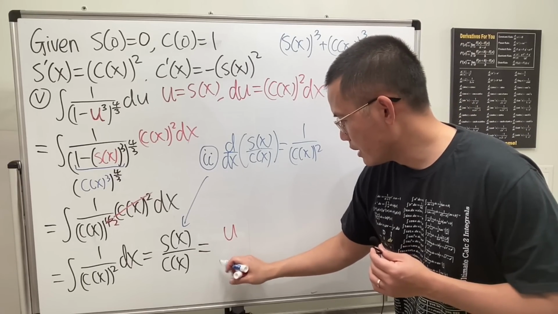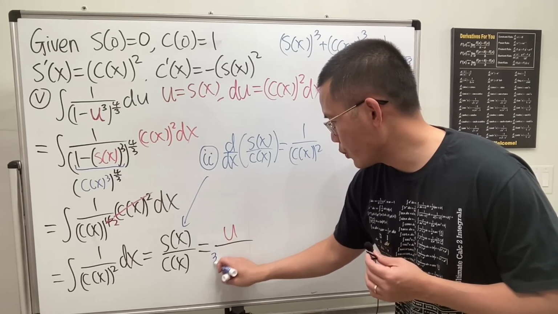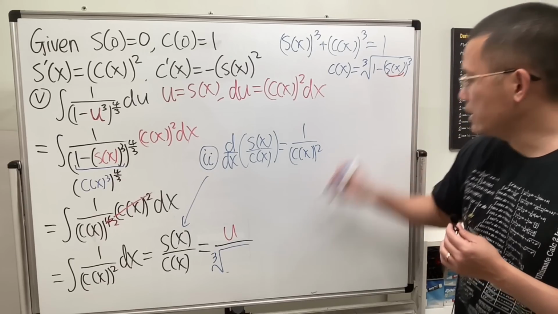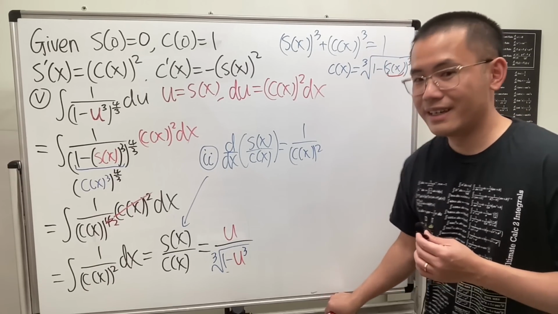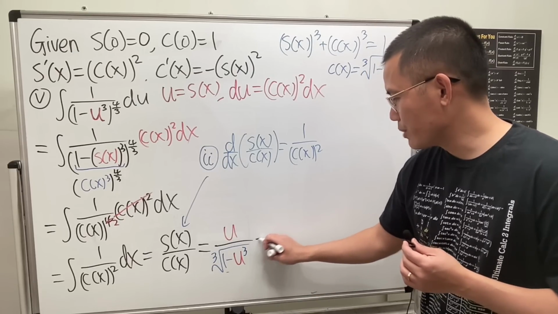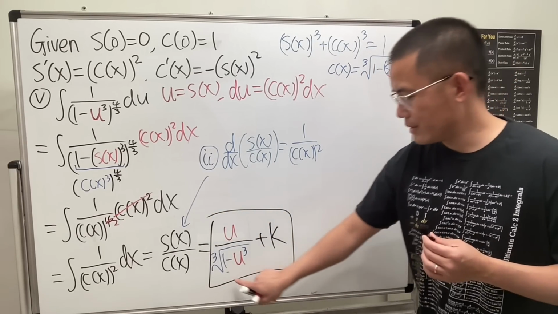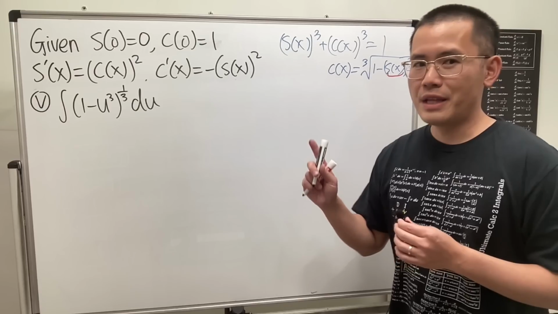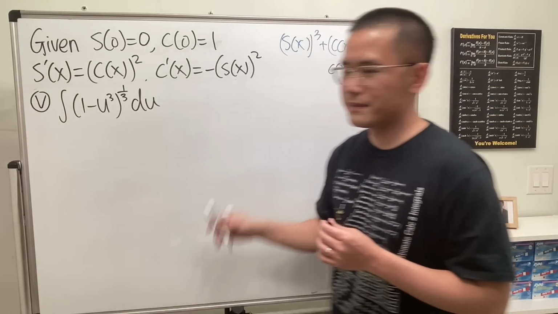So this right here, I'm just going to have u over, and then I will have the cube root of 1 minus u to the third power. And then we're all done. So I'm going to put down plus k for the constant of integration. So that will do it. Now, the second part of part 5, we are going to integrate.